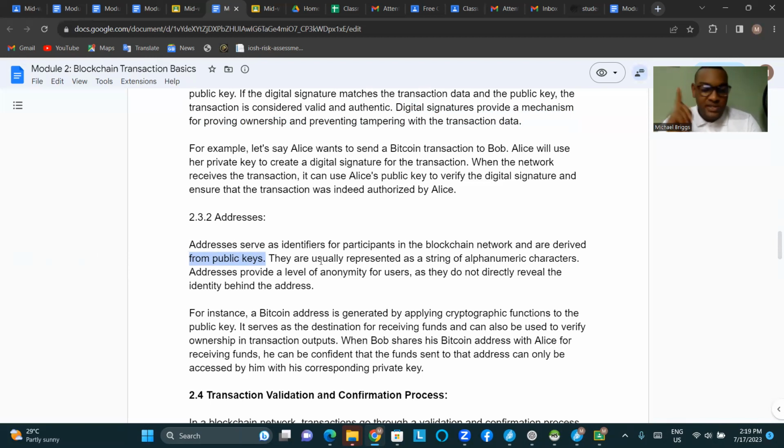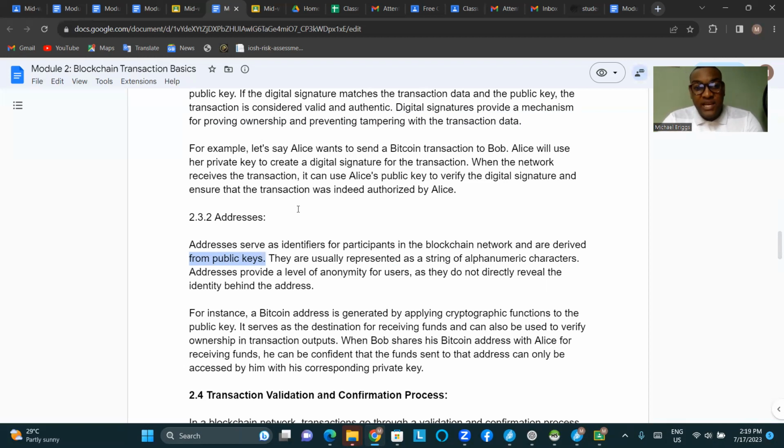Okay, and they are usually represented as a string of alphanumeric characters. We know numbers and alphabets. Of course, no symbols. We don't have symbols on a public key. So it could be a capital letter, a small letter, or numbers. That's it, alphanumeric, no symbols at all.